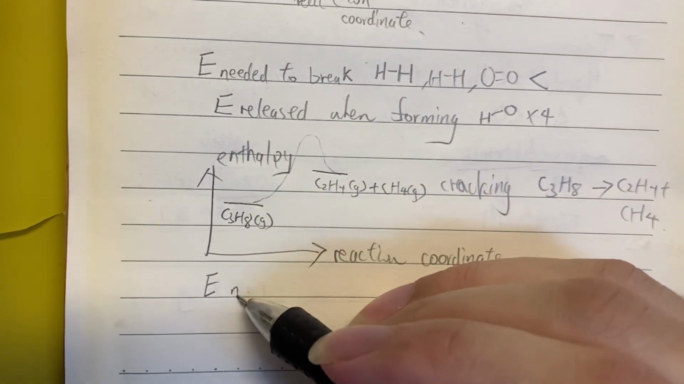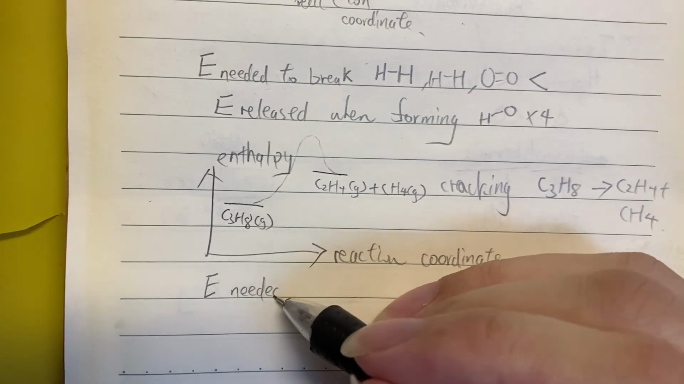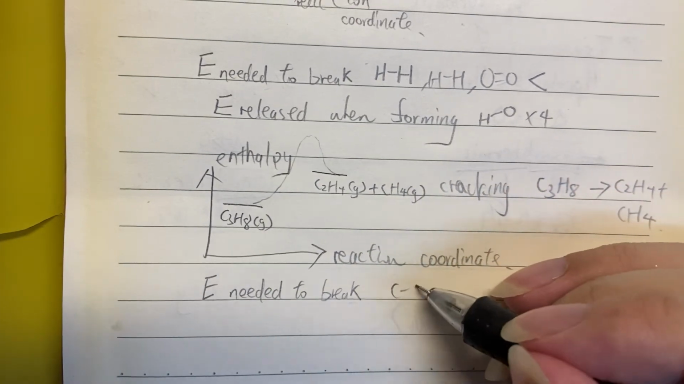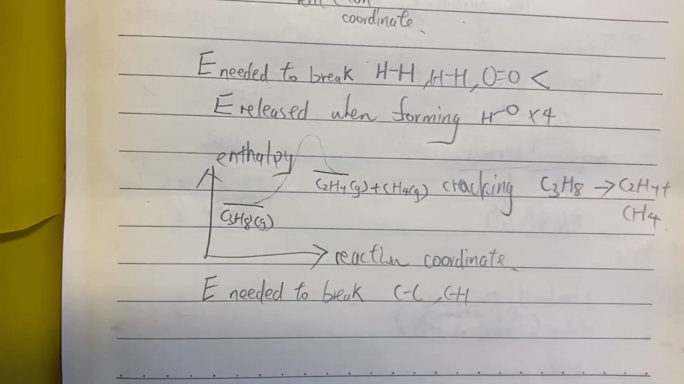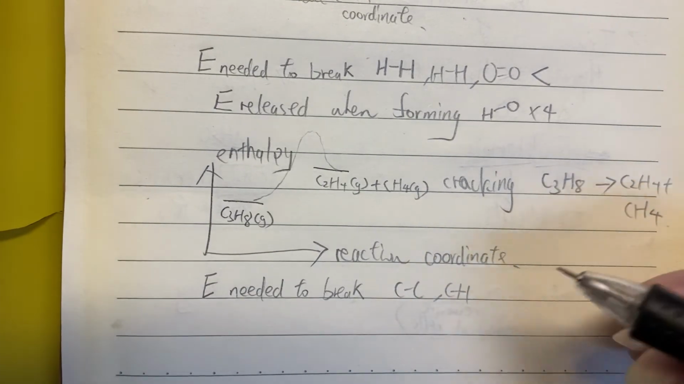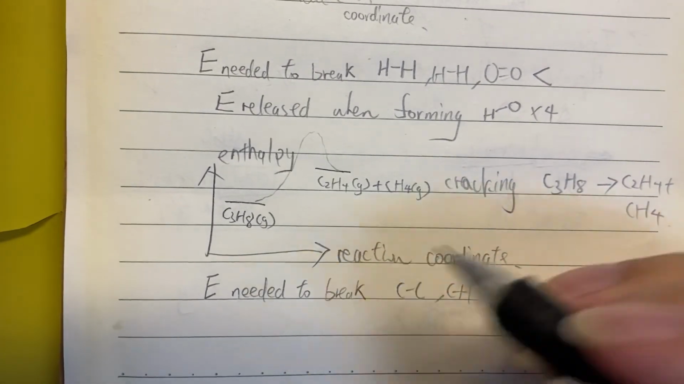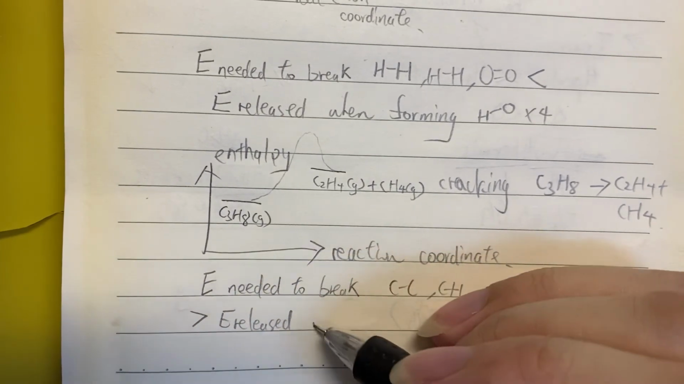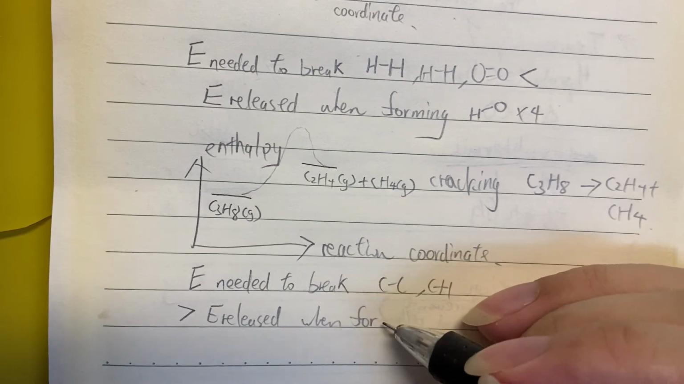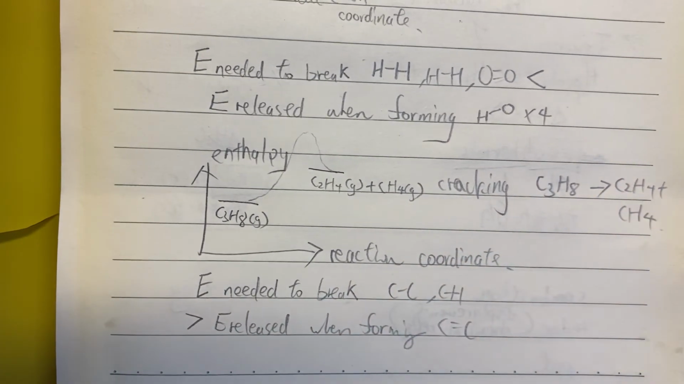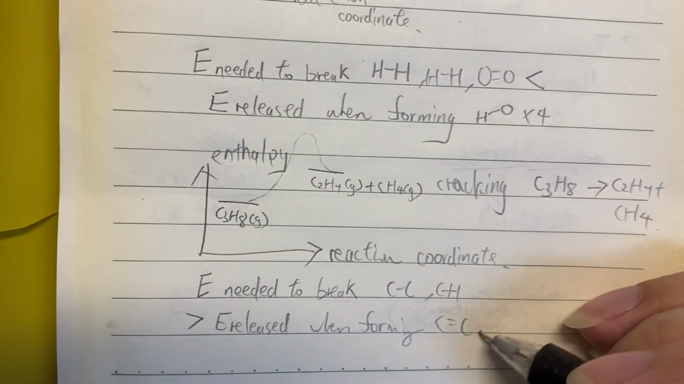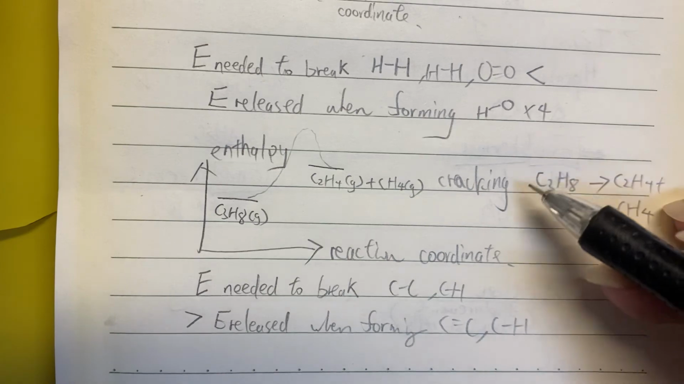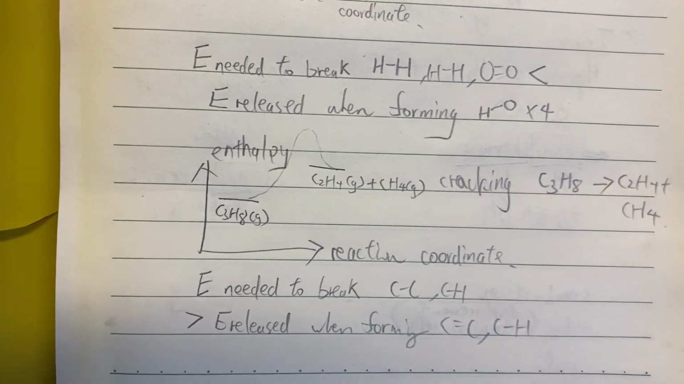And more precisely, the energy needed to break one C-C single bond and one C-H bond is larger than the energy released when forming back a C=C double bond from a C-C single bond and another C-H bond. And if you have no idea, just draw out the structures of these three species and then you will know.